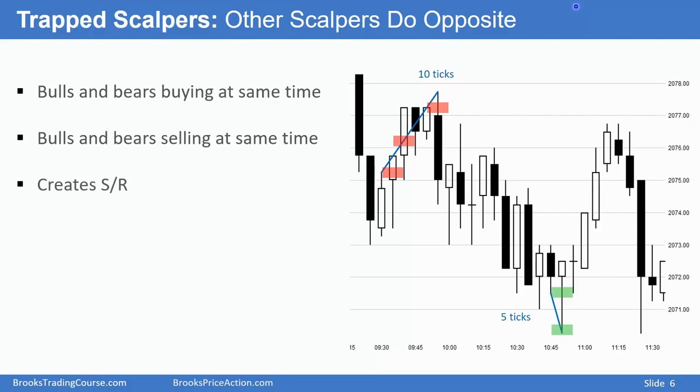That means profit targets create support and resistance. Profit targets for the bulls create resistance because both bulls and bears will sell at those profit targets. Profit targets for the bears create support because both bulls and bears will be buying at that profit target.